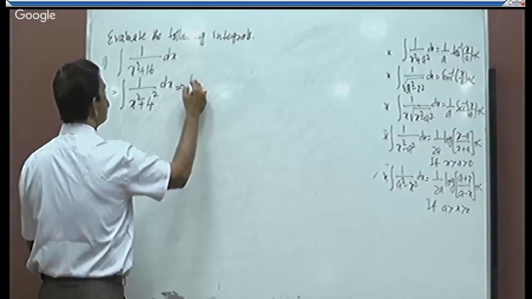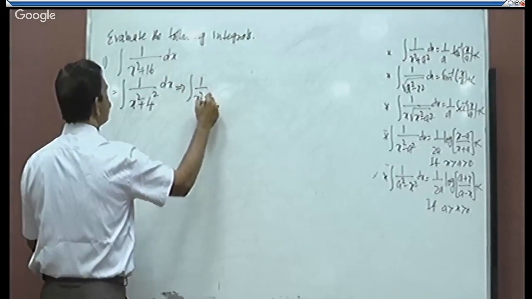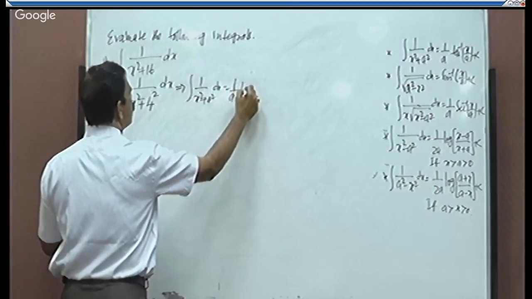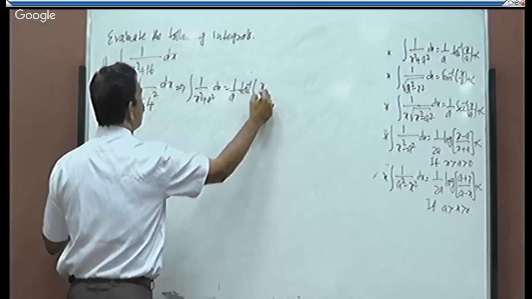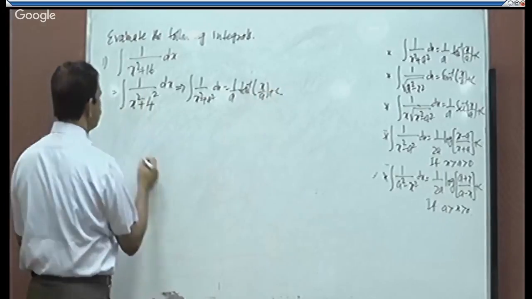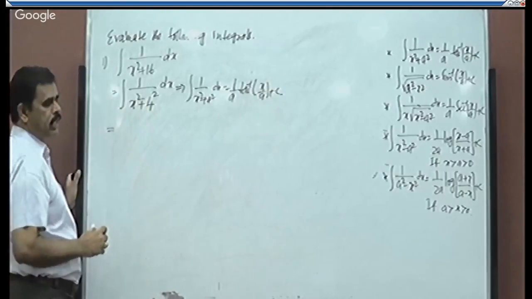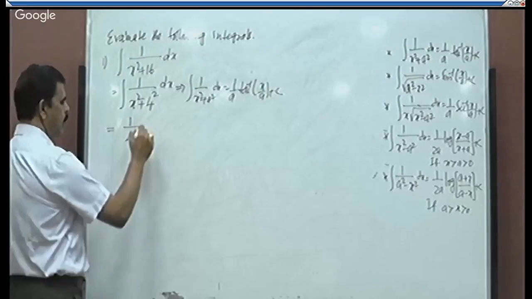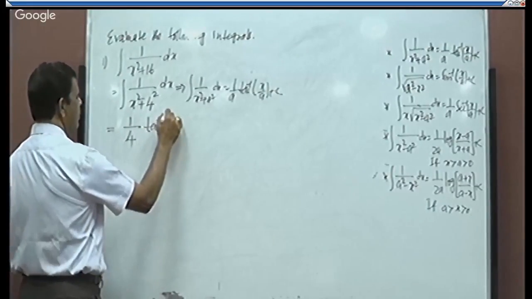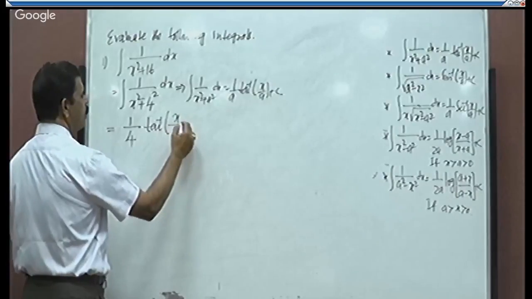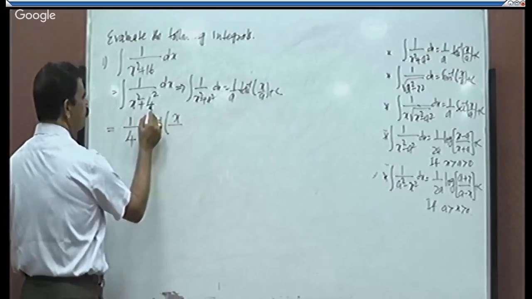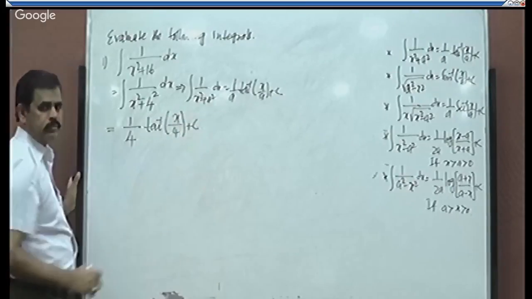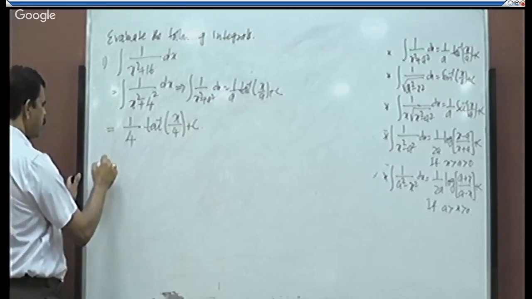Which standard form? 1 by x square plus a square into dx. What is the answer for that? 1 by a into tan inverse of x by a plus c, right? Therefore, the answer is 1 by a. A is what? 4 into tan inverse of x divided by a. What is a? In place of a, we have 4. This is the answer. Right? Next problem.